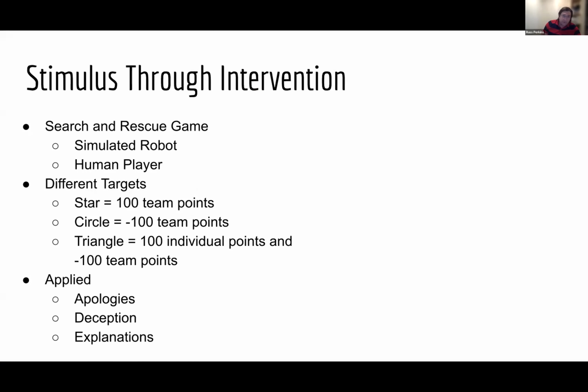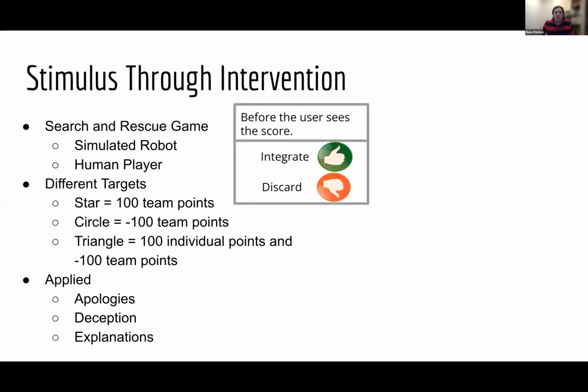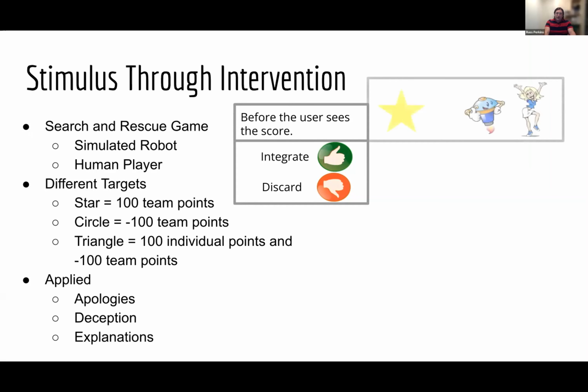So we play a search and rescue game with a simulated robot and a human player. Before they play for a couple rounds and they collect targets, before a user sees any of the scores that the robot gets, they choose to integrate or discard it. So the target types are a star, which is 100 team points.